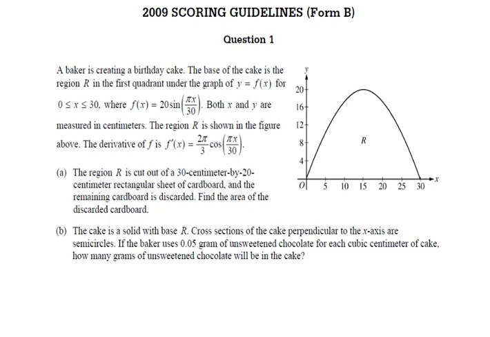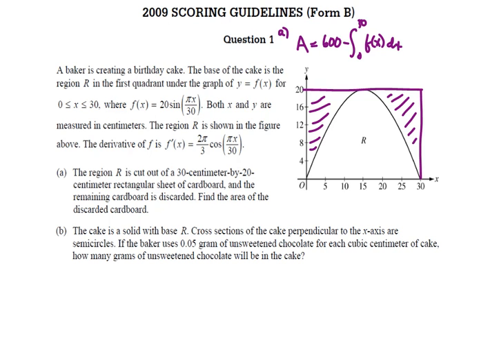Alright, and what we want to do is create some kind of a cardboard foundation for the cake, and that region R is going to be cut out of a 30 centimeter by 20 centimeter rectangular sheet of cardboard, and the remaining cardboard discarded. So we want to find the area of the discarded cardboard. So in essence, we're looking for the shaded area of that rectangle there, and that's just going to be the area of the whole rectangle, which is 20 by 30, or 600 minus the integral, or minus the area under the curve, which is the integral from 0 to 30 of f of x. So then the area is 600 minus the integral from 0 to 30 of f of x dx.